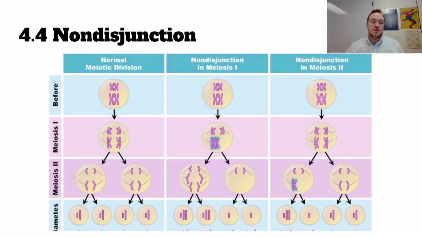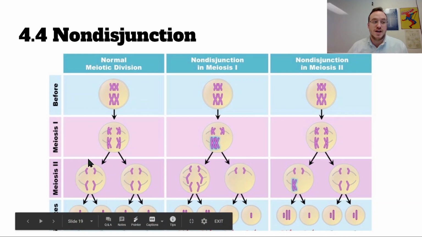Right? So the big problem here with genetic testing is looking for non-disjunction. Now, non-disjunction is when, during meiotic division, something goes wrong. The disjunction goes wrong, right? So non-disjunction means it doesn't happen. No disjunction. So during meiosis 1, it can happen, or during meiosis 2, it can happen.